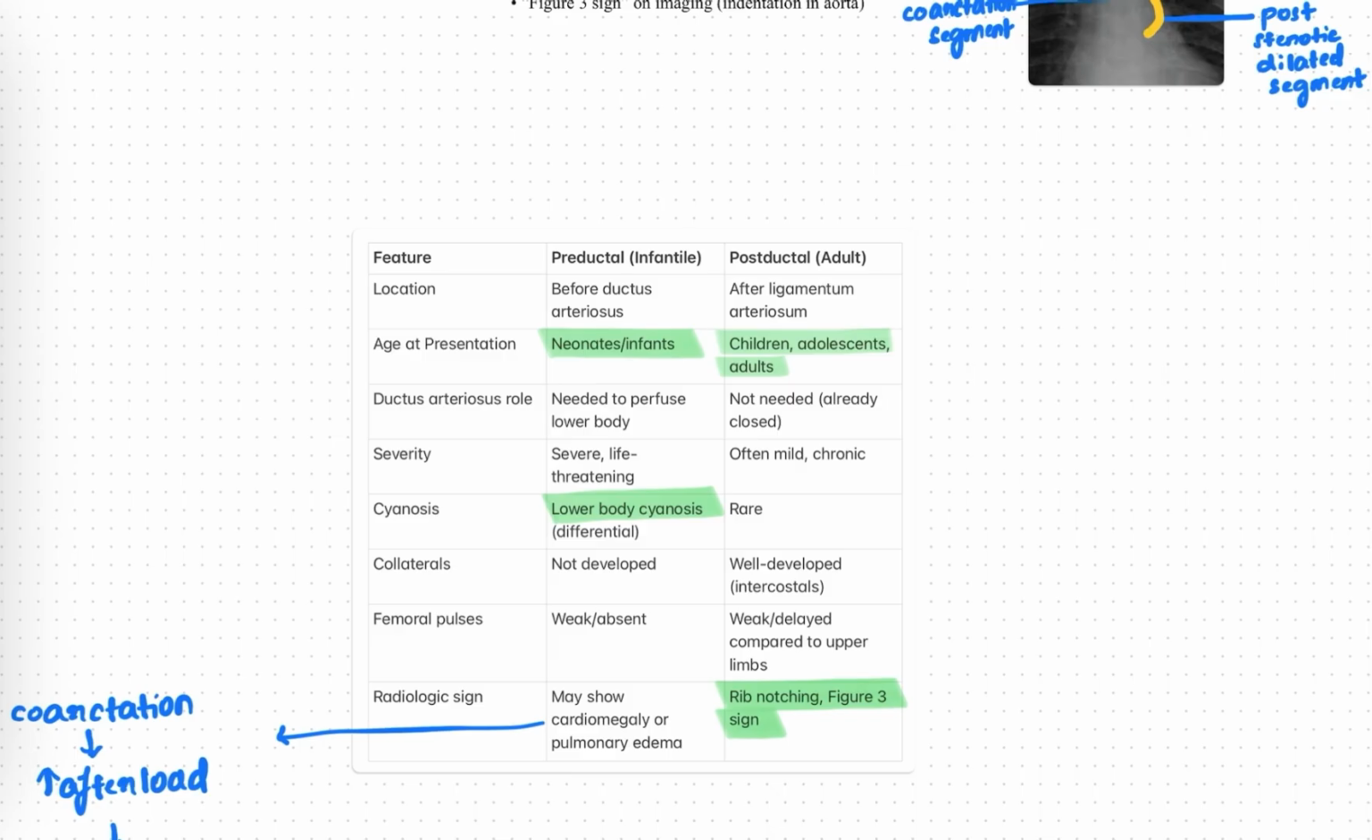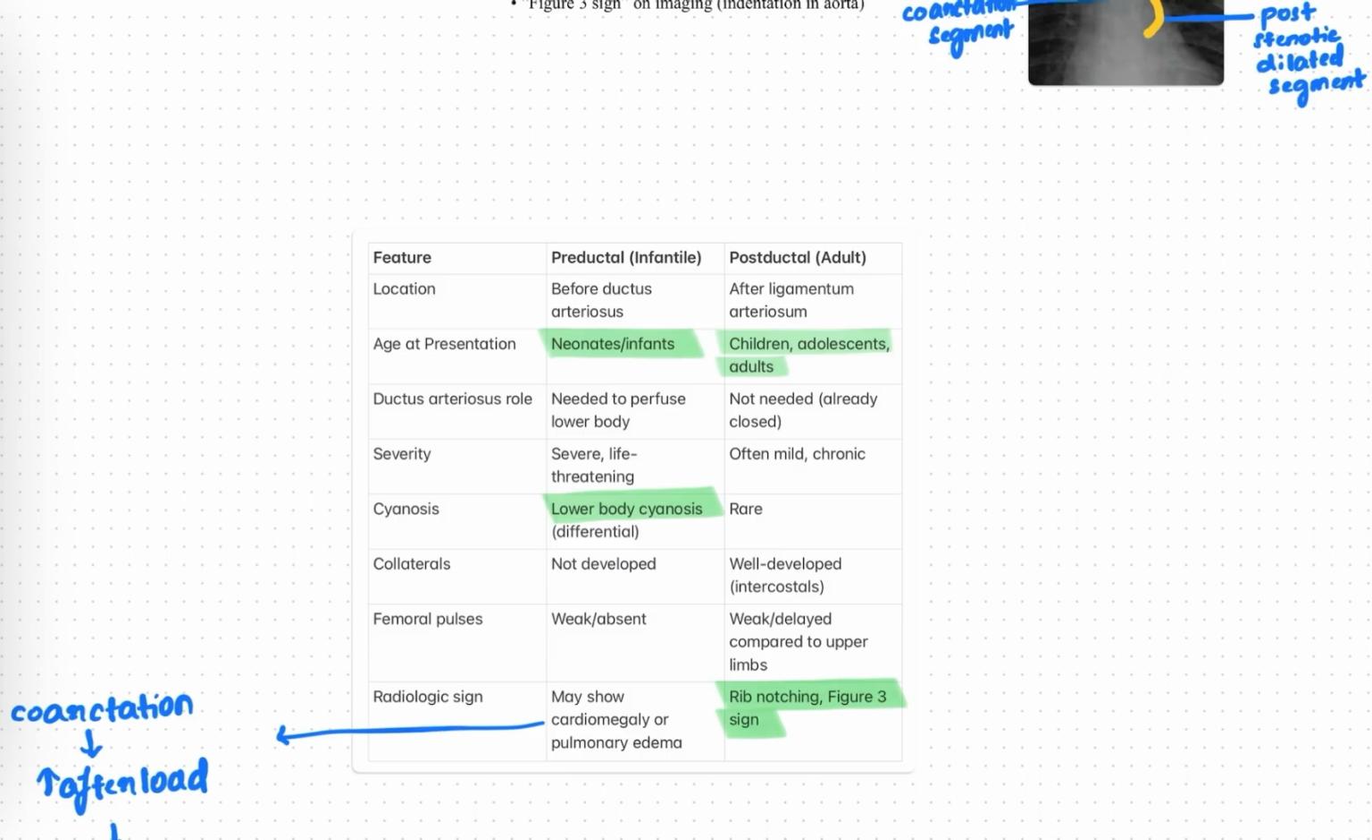Ductus arteriosus role is very significant in preductal because it is still patent to perfuse the lower body, because it is infantile. But it is not needed in postductal because it is already closed and converted into ligamentum arteriosum. So there is no role of ductus arteriosus in postductal. It is severe in preductal type and is life threatening, but is often mild and chronic in postductal because there is collateral circulation. Cyanosis in the lower body is seen in preductal type, and it is rare in postductal because of the collateral circulation.